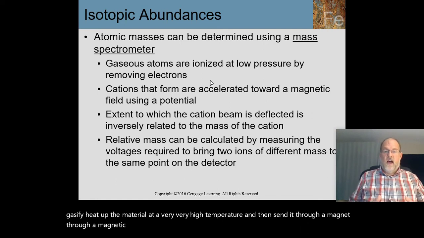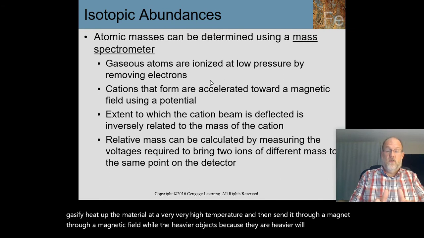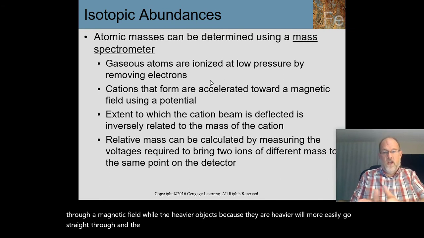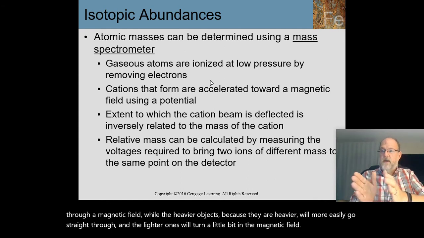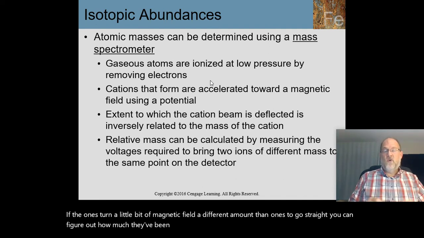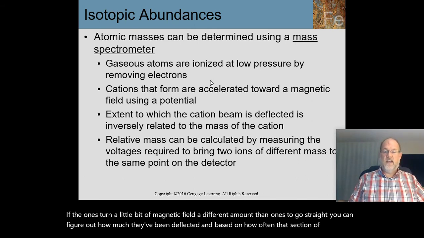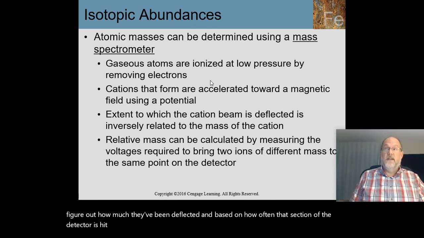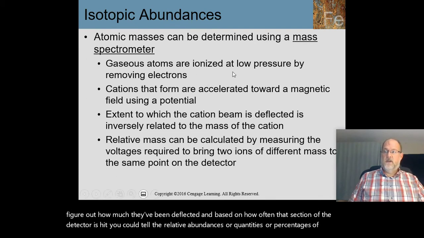Well, the heavier objects, because they are heavier, will more easily go straight through, and the lighter ones will turn a little bit in the magnetic field. If the ones that turn a little bit in the magnetic field turn a different amount than the ones that go straight, you can figure out how much they've been deflected, and based on how often that section of the detector is hit, you can tell the relative abundances or quantities or percentages of the different isotopes that are present.